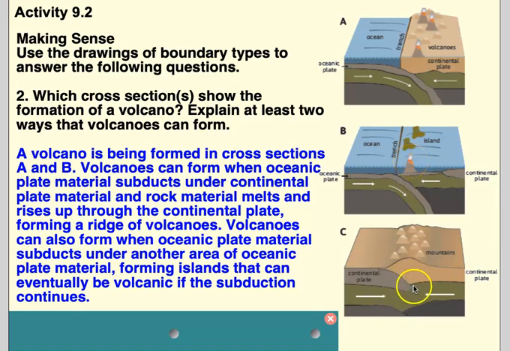And in C, you don't typically get volcanoes because you have no subduction going on. So you're not going to have that consistent melting that causes the magma to rise to the surface.